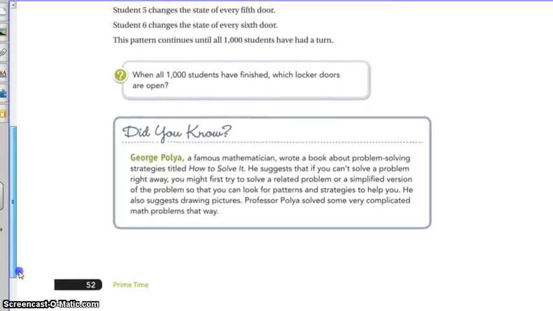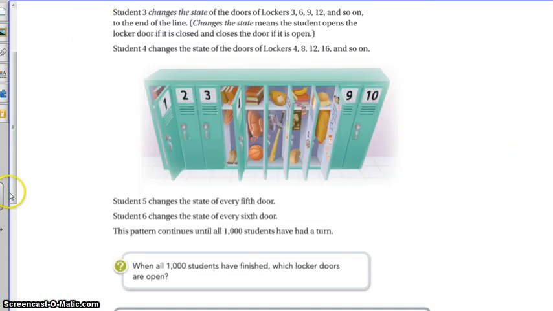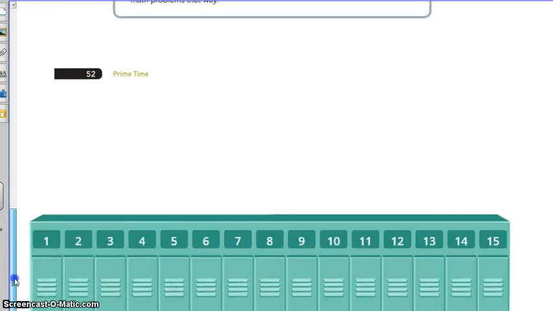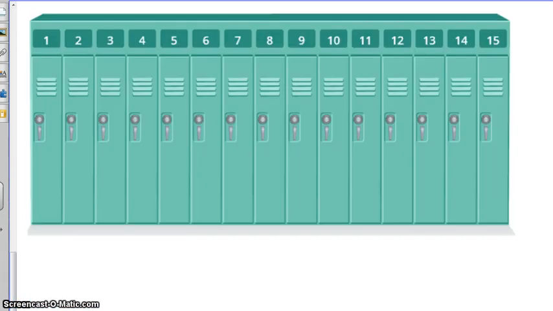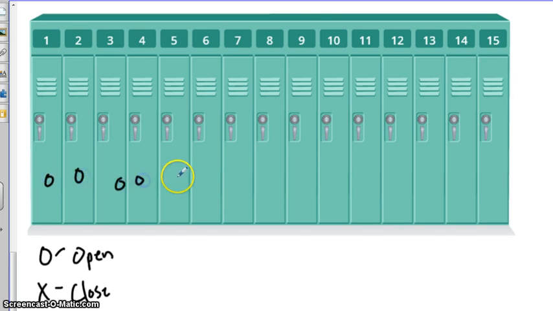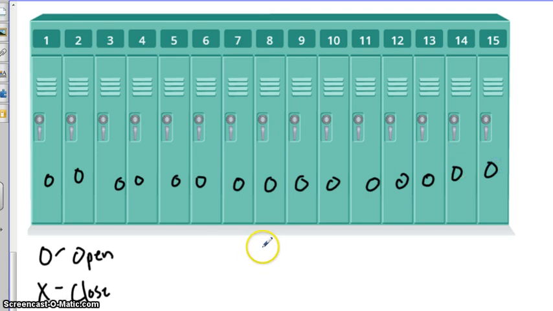Let's take a look at a model of some lockers. Right here I have some lockers. This is my locker room in my hallway, and I'm going to put an O for open and an X if we close it. So the first student runs down and opens all of the doors. He's going to open all 15 lockers. We're going to pretend that we only have 15 students in our high school. So all of the doors are open.